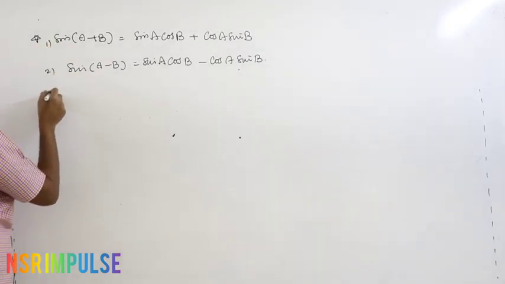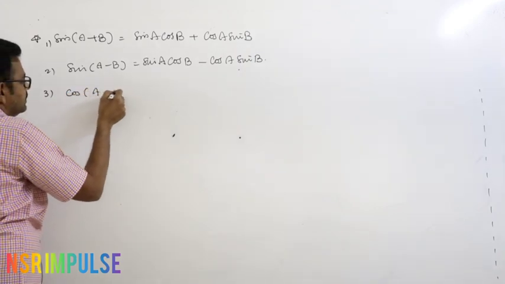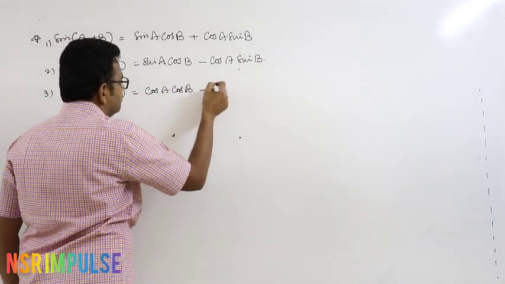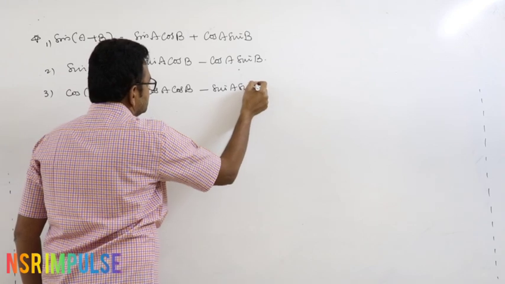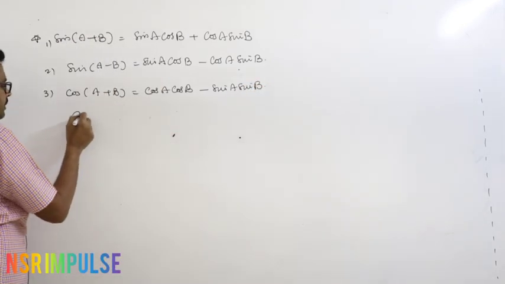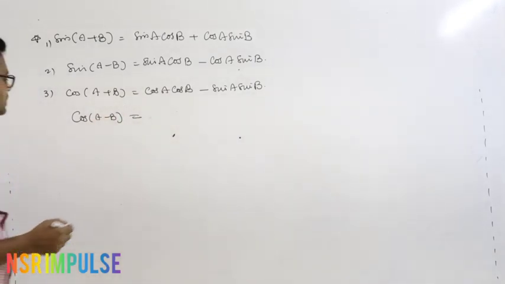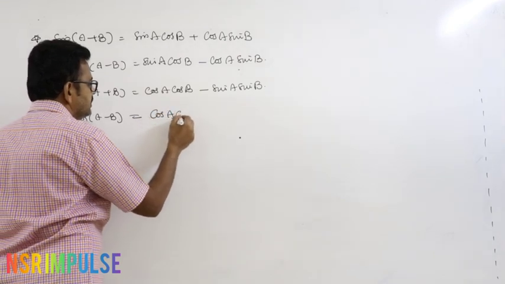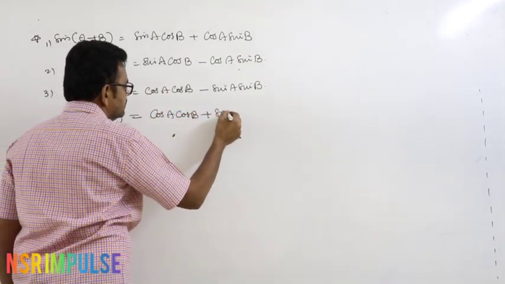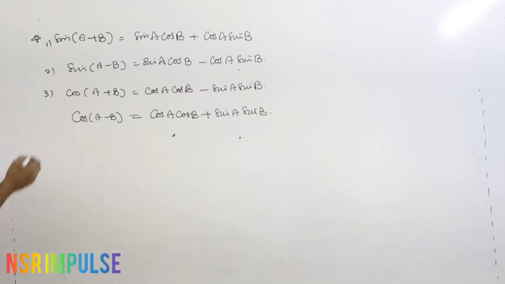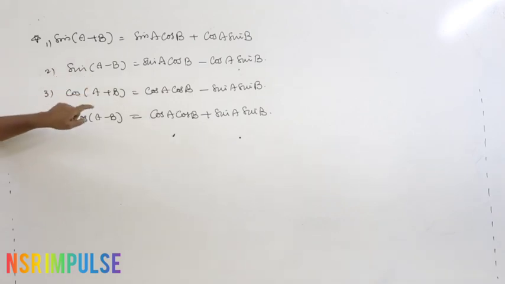And next, cos of A plus B is equal to cos A cos B minus sin A sin B. And cos of A minus B is equal to cos A cos B plus sin A sin B. Sin of A plus B, sin of A minus B, cos of A plus B, cos of A minus B.